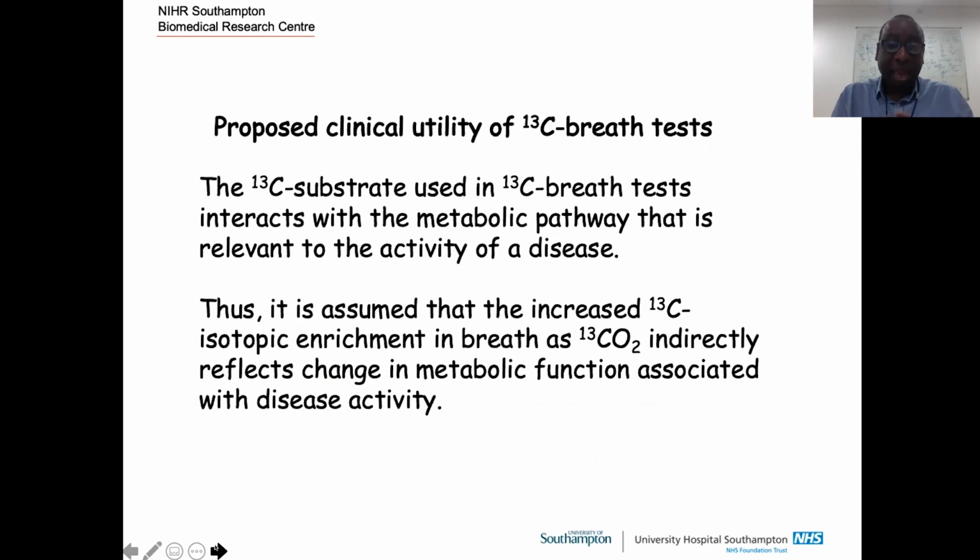So over the past decade, many research studies have proposed the clinical utility of 13C breath tests. And this clinical utility involves the fact that the 13C substrate used in these tests interacts with the metabolic pathway that's really relevant to the activity of disease. And therefore, it's assumed that the increased 13CO2 enrichment in the breath samples that we collect indirectly reflects the change in metabolic function that is associated with the disease activity of interest.